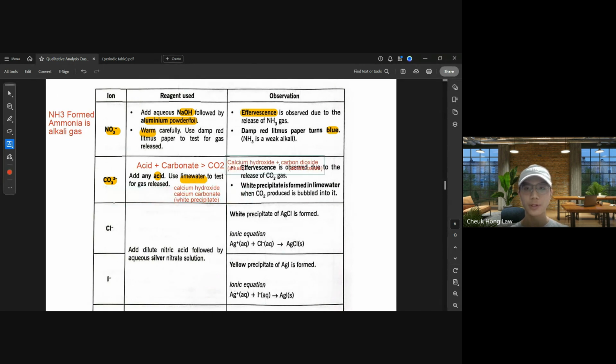Where should I put this? Okay, I put this here. So for your observations, you will have effervescence observed because of the release of carbon dioxide gas. And then when you bubble the gas into lime water, a white precipitate is formed.